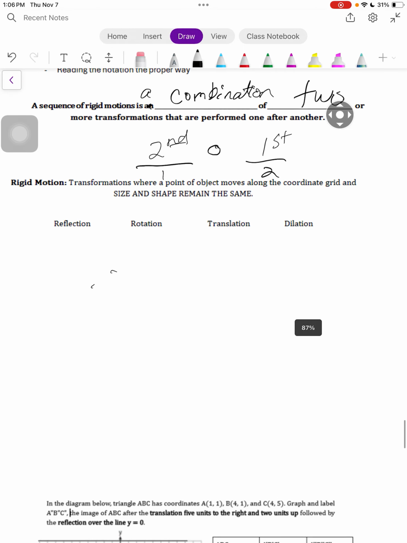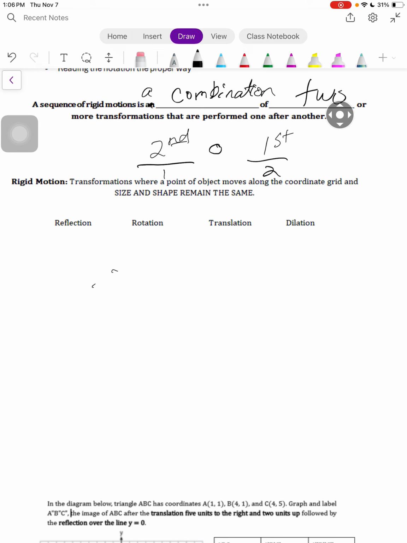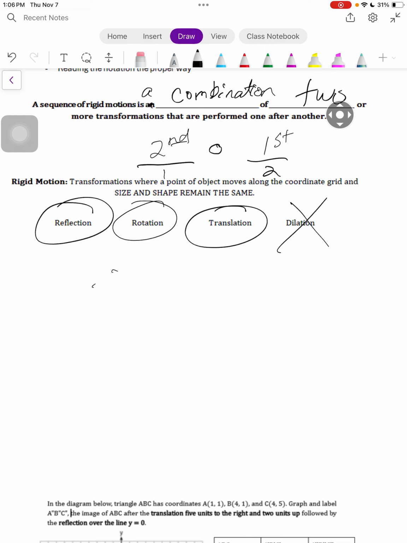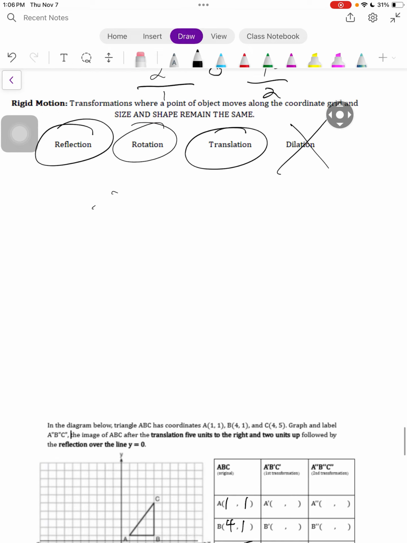First off, a rigid motion is a transformation where a point of the object moves along the coordinate grid and size and shape stays the same. So which of these are rigid motions? Go ahead and circle. That's right, not the dilation. The dilation will not have the same size.